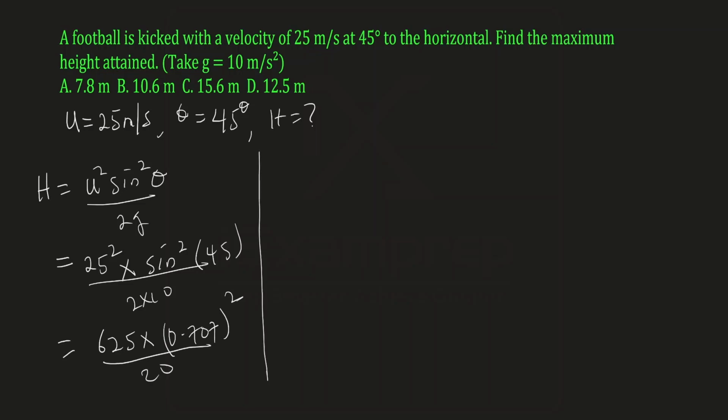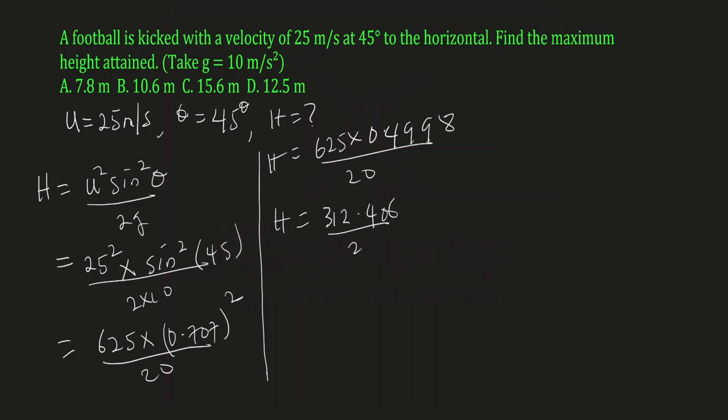This becomes h equals 625 times 0.707 squared, which equals 0.4998, then over 20. So this is going to give us 625 times 0.4998, which gives 312.406, divided by 20. So at the end of the day, we are going to get 15.62, which is approximately 15.6 meters. So it means that the maximum height is 15.6 meters, and the correct option will be option C.